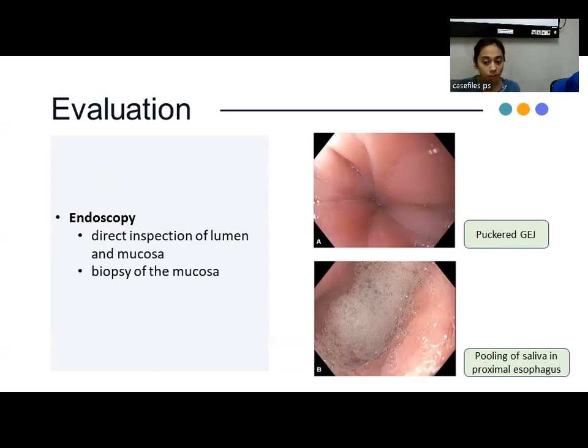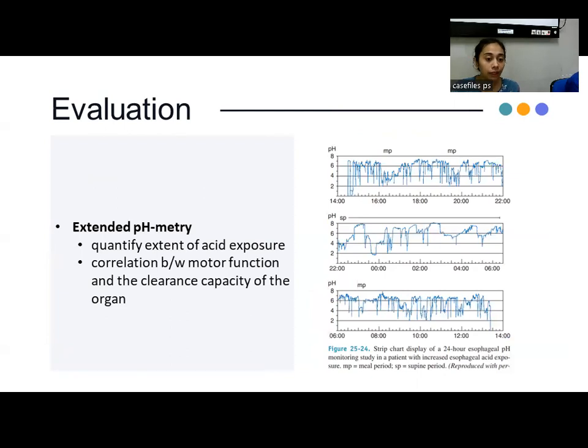Puckered gastroesophageal junction and pooling of saliva in the proximal esophagus are two findings which are commonly seen in motility disorders of the esophagus. Extended pH metry helps to quantify the extent of acid exposure and helps in a correlation between the motor function and the clearance capacity of the organ. This image shows a strip chart display of a 24-hour pH metry, which shows an increased acid exposure.